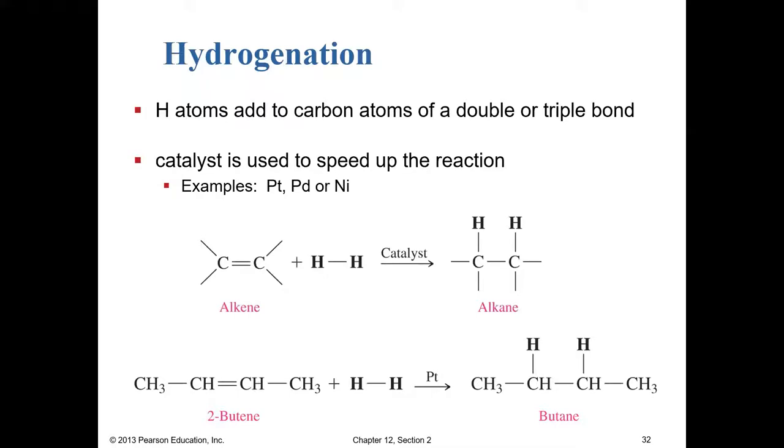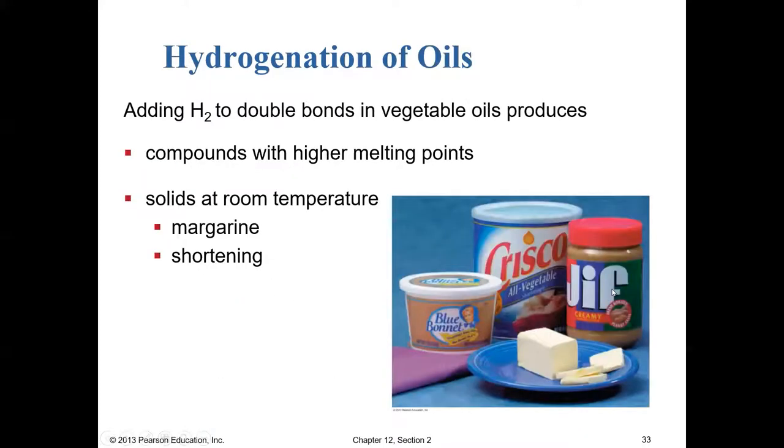So let's go through hydrogenation first. This is the simplest one. This is when we add two hydrogens and we break that double bond. The bond almost swings open and each hydrogen pops on each carbon and we just become an alkane. So in this case, the 2-butene becomes butane.